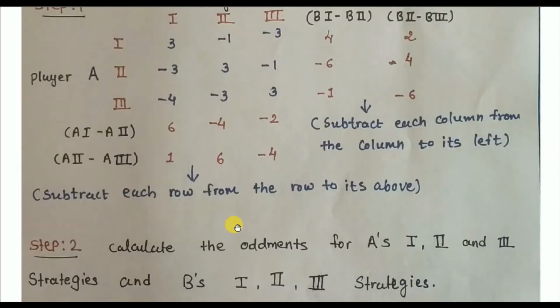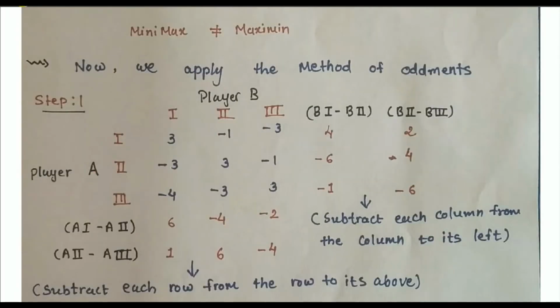So step 1 in the method of oddments is to calculate the row differences as well as column differences. In the row differences, we calculate the first difference by subtracting the second row from the first row, and the second difference by subtracting the third row from the second row. If we subtract the second row from the first row, we get 6, -4, -2, and when we subtract the third row from the second row we get 1, 6 and -4. In the same way we calculate the column differences: 4, -6, -1, 2, 4, -6.